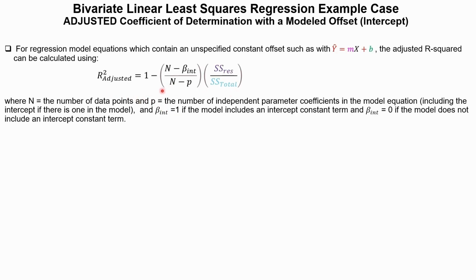You can see it's very similar to the equation used to calculate the R-squared value, but it includes this additional ratio. And this additional ratio acts to adjust to account for these additional terms and the random chance, where n is the number of data point observations used to fit the model, and p is the number of independent parameter coefficients used in the model. And beta intercept is a term which is 1 if the model includes the intercept term, and 0 if the model does not include the intercept term.